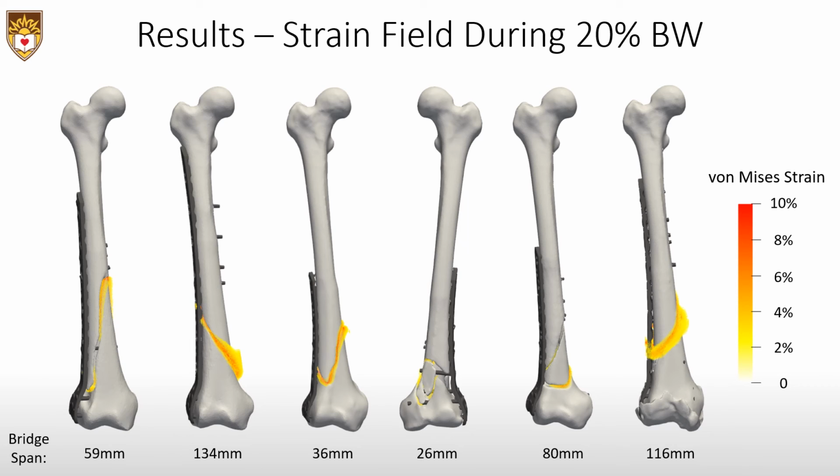3 of the models had 99th percentiles below 10% strain and are now grayed out. However, 3 of the models had 99th percentile strains above 10%. We noticed that 2 of these corresponded to very long bridge spans. So then we looked at the correlation between interfragmentary strain distribution and bridge span.